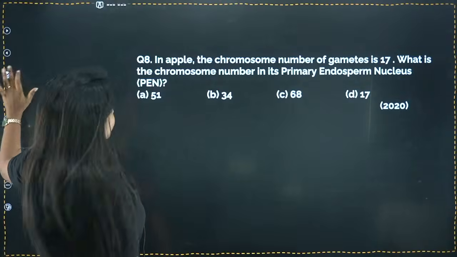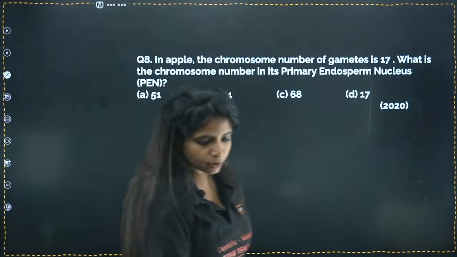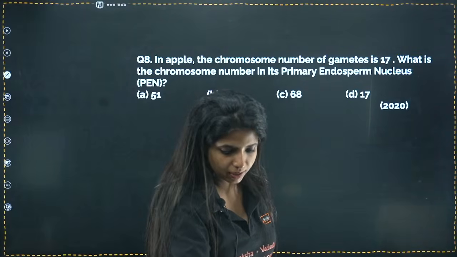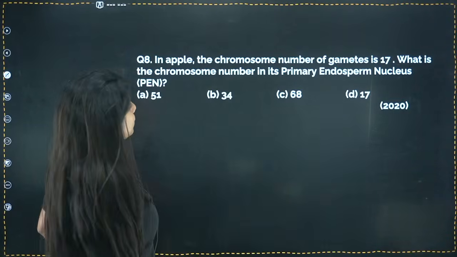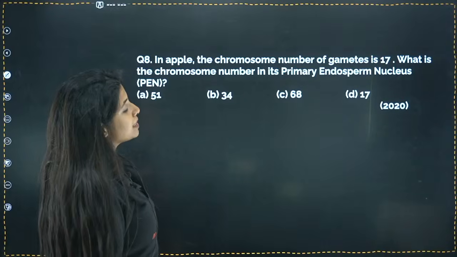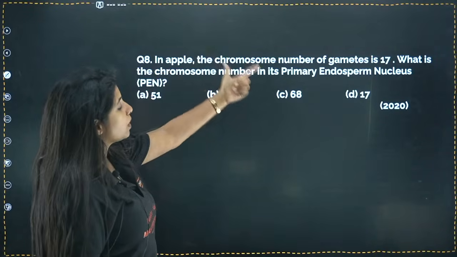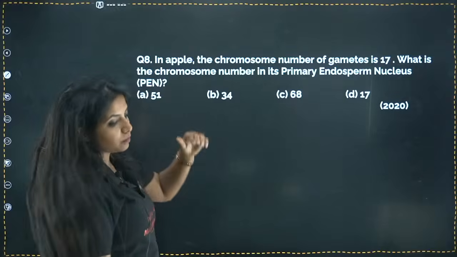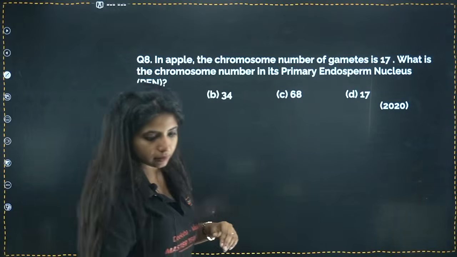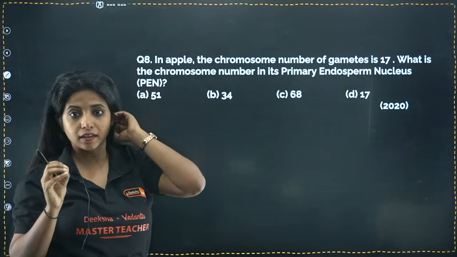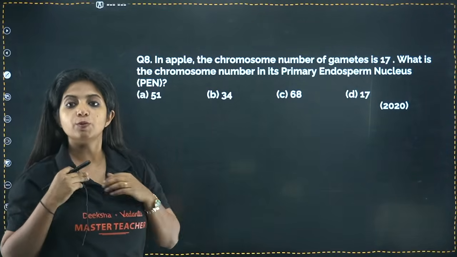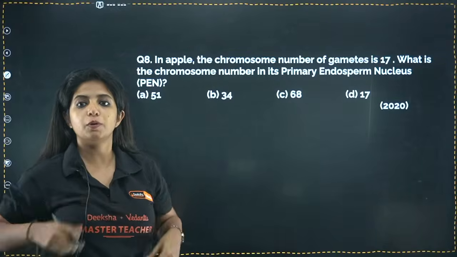So next question, now you do. Someone was asking me for an easy question, so yeah, you can do it now. In apple, the chromosome number of gametes is 17. What is the chromosome number in its primary endosperm nucleus? In apple, the chromosome number of gametes is 17, okay? What is the chromosome number in its primary endosperm nucleus?